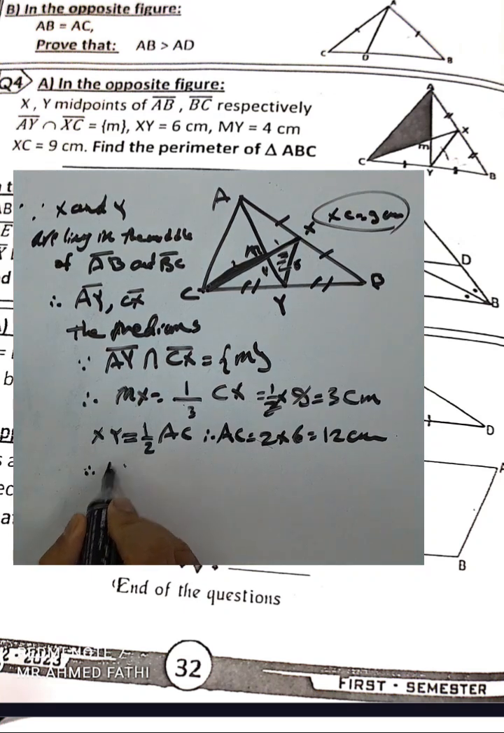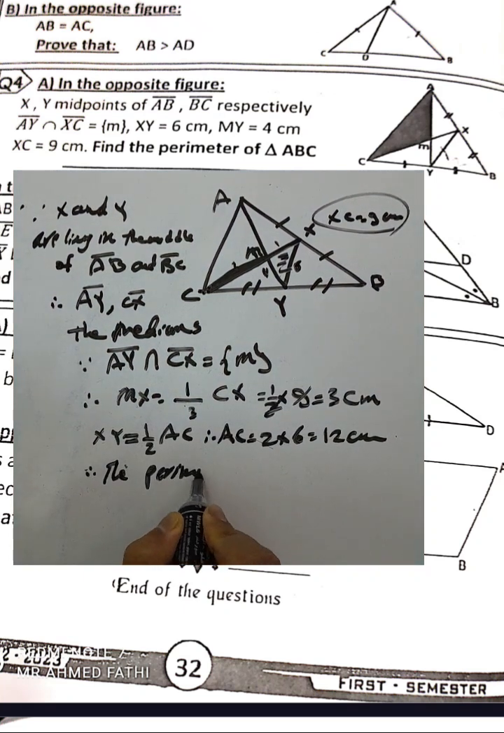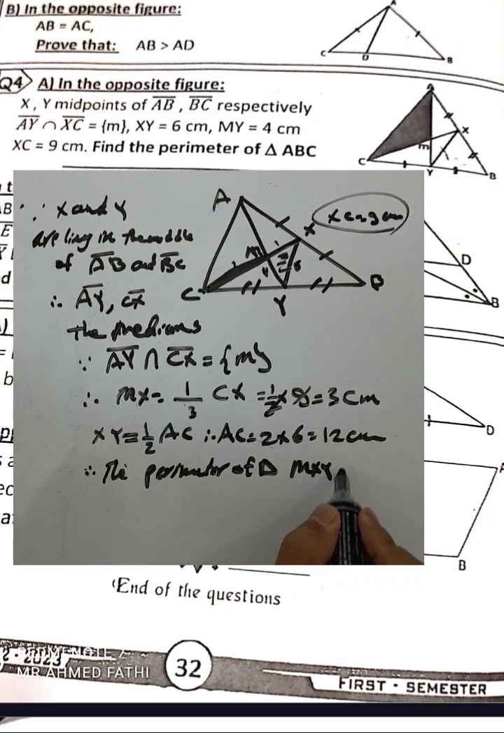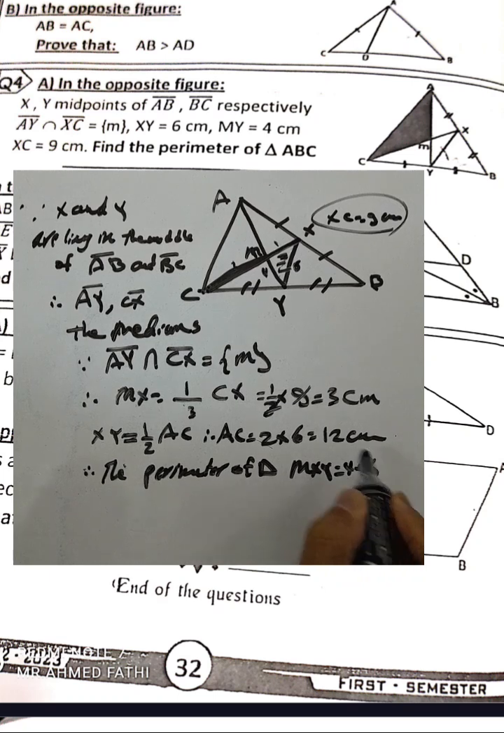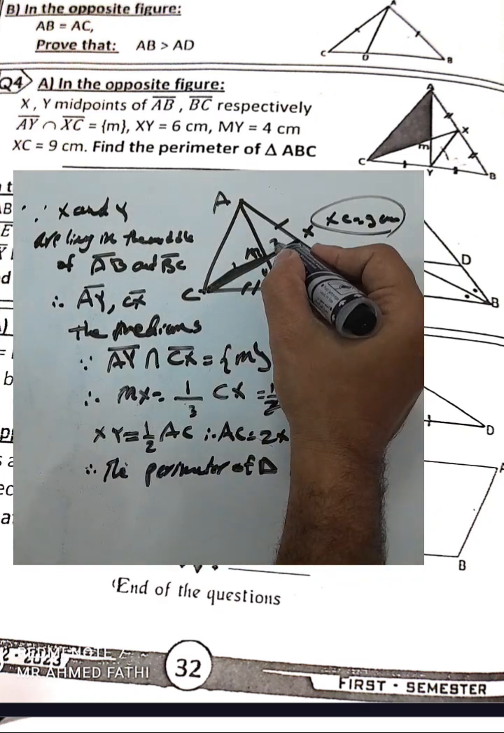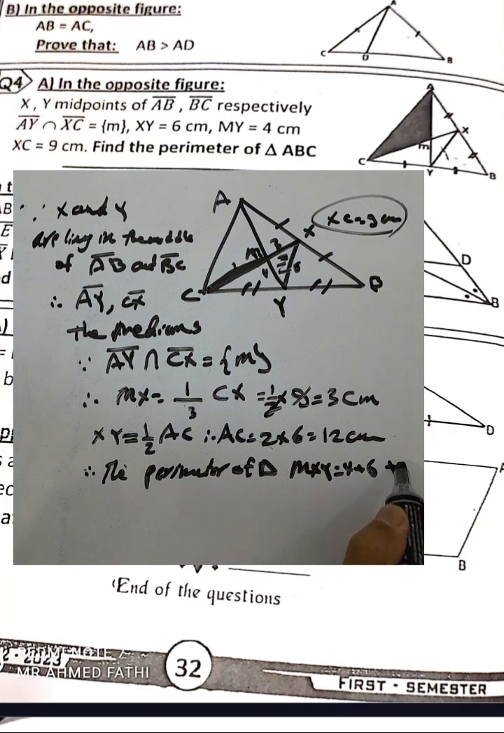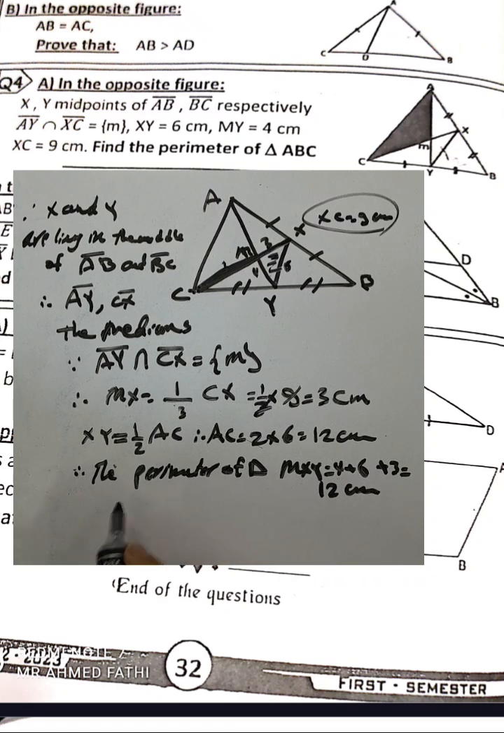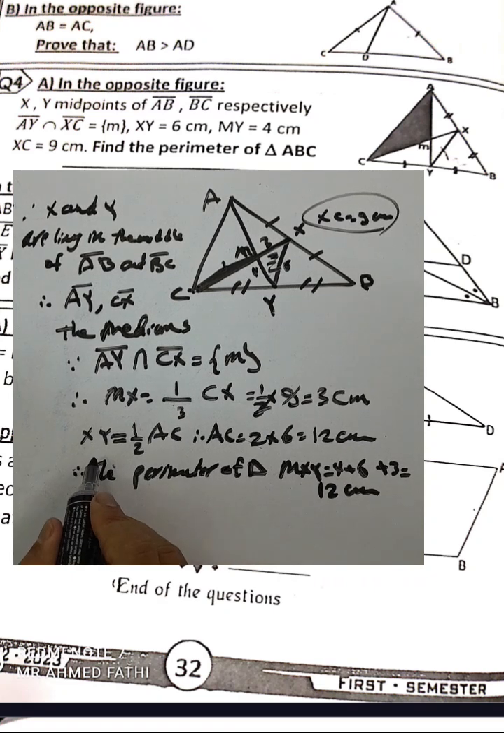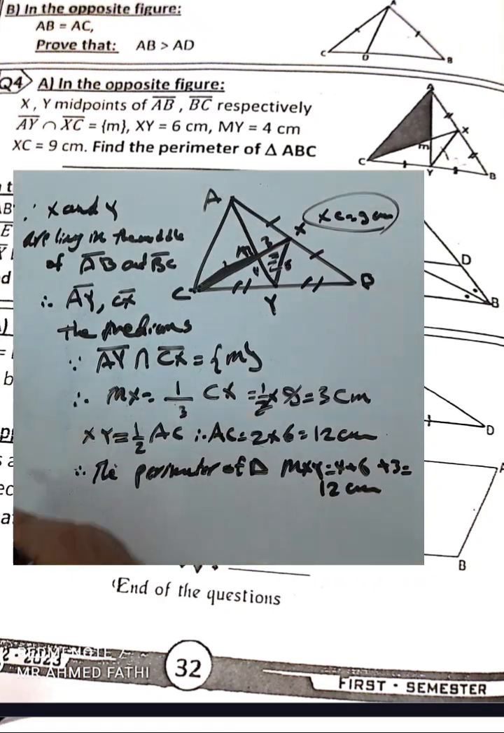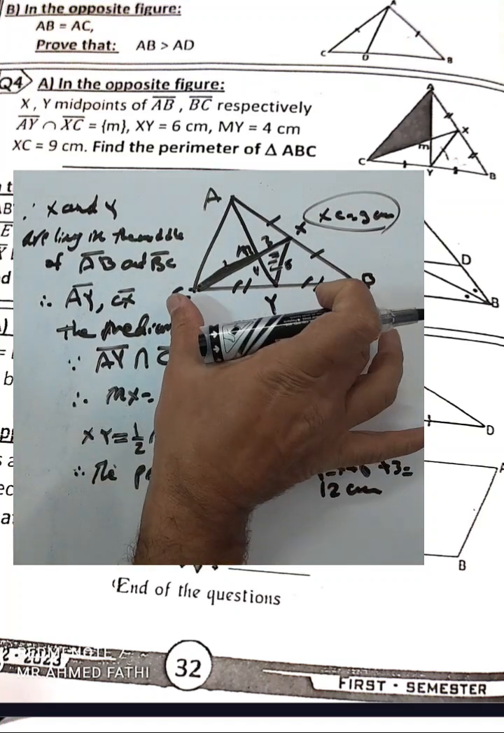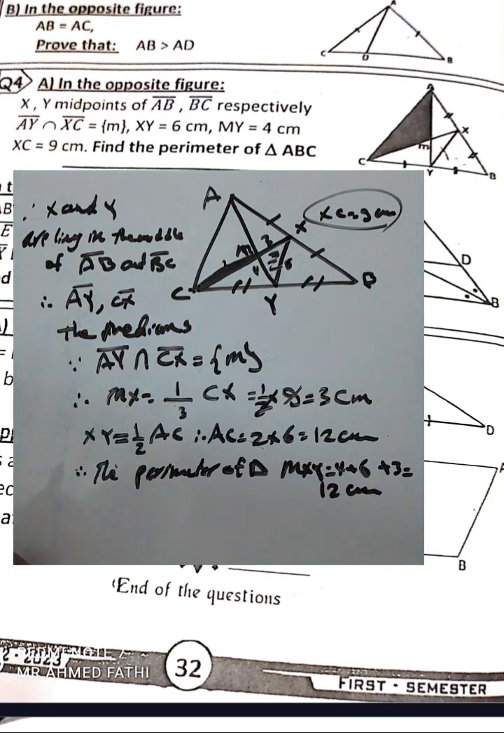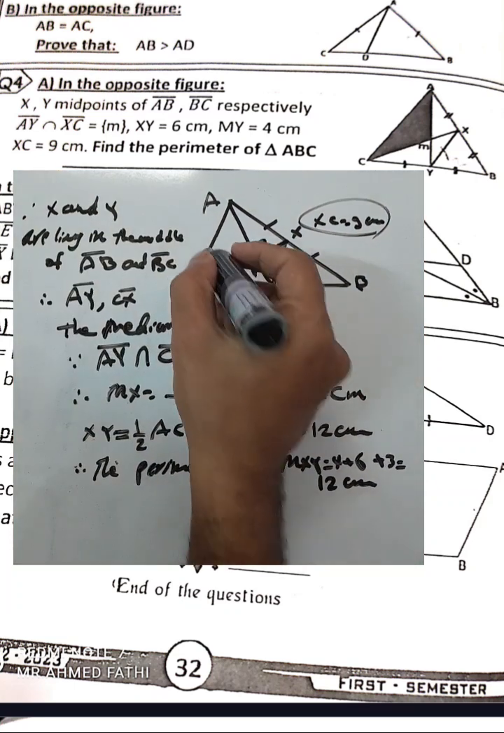Then the perimeter of triangle MXY will be 4 plus 6 plus 3. 4 plus 6 equals 9. 9 plus 3 equals 12 centimeter. And then we know XY is half of AC and AC is twice the length of what? Of XY. Then the length here will be 12 centimeter.